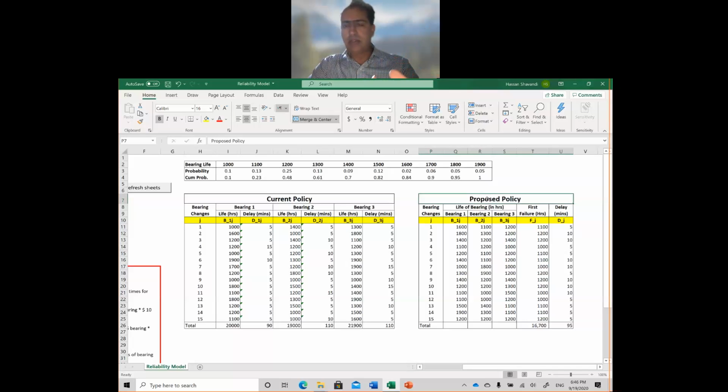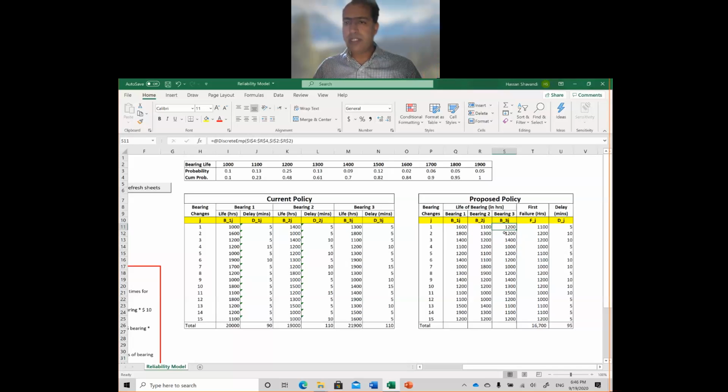Even if the other two are actually working, the mechanic will replace all the three ones. Okay, so this is the proposed policy, and we are going to see how it works in comparison with the current policy. Okay, so again, here we have the 15 changes, 1 to 15, and here we have the three. At first we generate a random variable for the life of the three bearings, right? So here we have 1,600 for the bearing 1, 1,100 for the bearing 2, and 1,200 for the bearing 3.